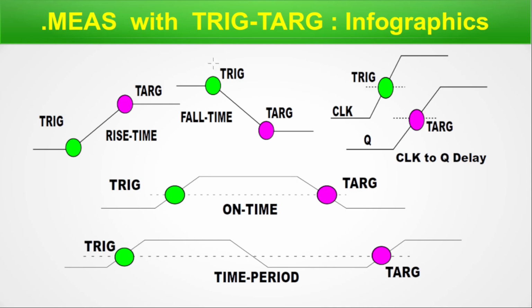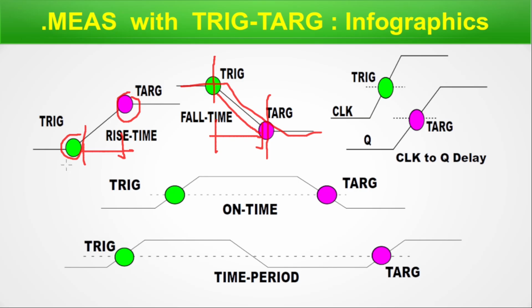Now, what is the fall time? The wave is falling down here, you can see. So the trigger will start here and the target, meaning where the measure will finish, will be here. In between, it will find the fall time. Obviously, it will be measured in the time axis. Here also we will measure it in the time axis. However, the trigger and target will be on the actual waveform.